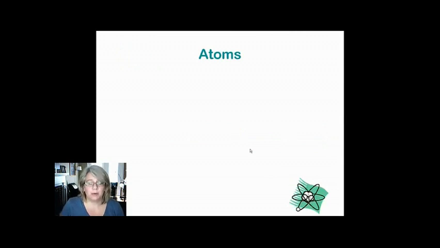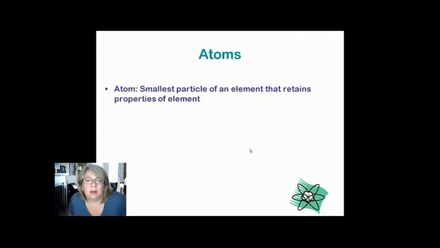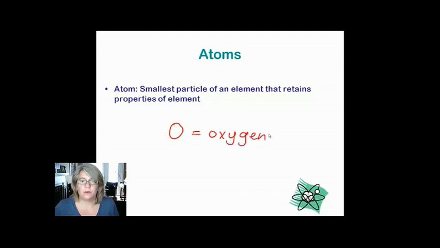The first thing we're going to talk about in organization of matter is an atom. What is an atom? It's the smallest particle of an element that retains those properties of the element. So I want you to think a little bit here about oxygen. The chemical symbol for oxygen is O. Now, if you have an oxygen atom or multiple oxygen atoms anywhere on Earth, in the universe, anywhere, they are going to have the same properties. Okay, oxygen is oxygen no matter where it is on the planet or elsewhere.